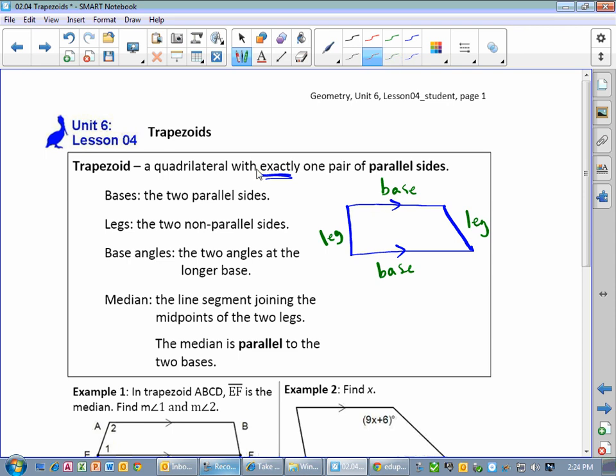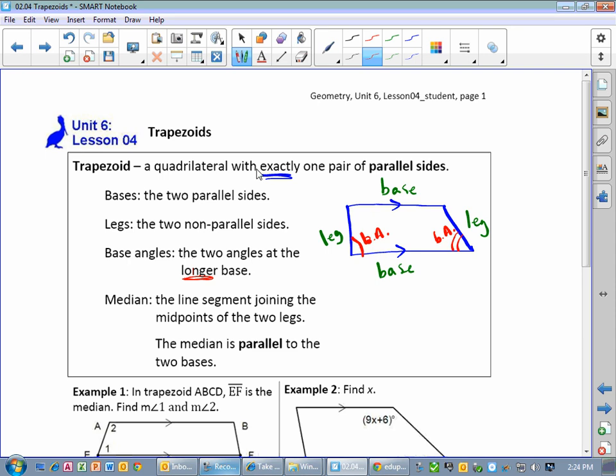The base angles are defined as the two angles at the longer base. So this angle and this angle are the base angles. I'll call it BA: base angle, base angle. Notice even if the trapezoid were upside down, you're still looking at the longer base to figure out the base angles. So LA is the leg angle? BA is the base angle. And what's that one right there? These are both BA. Aren't they the same? Yes. But they're not the same measure. They're both called base angles. She just couldn't read my writing.